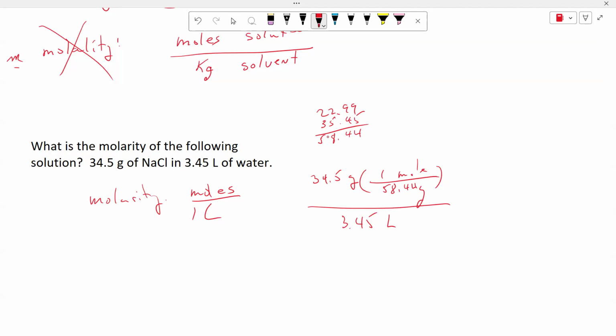So you have basically two divisions. Remember I said when we have anything on the bottom, you hit the divide key. Well, this is on the bottom, the 58.44, and so is the 3.45. So you go 34.5, divide 58.44, divide 3.45, enter.